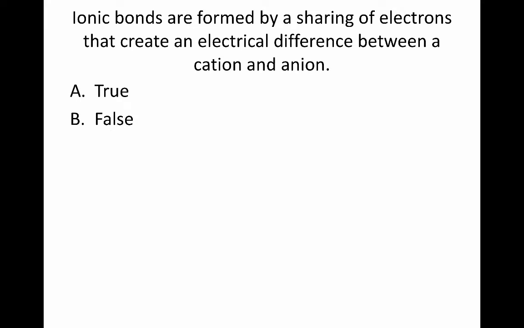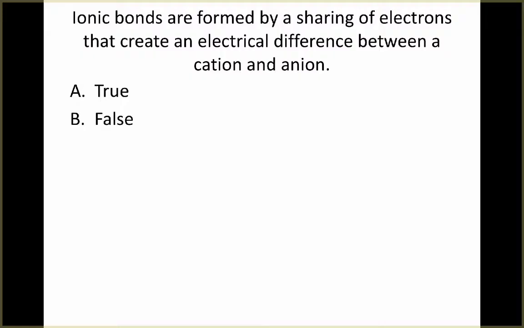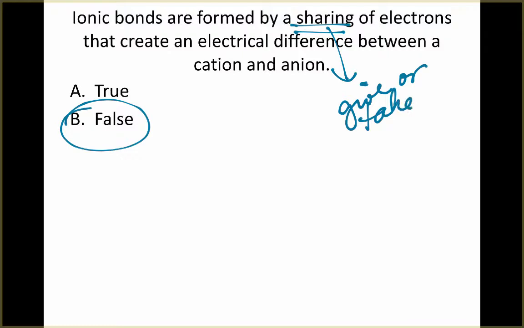So true or false, ionic bonds are formed by sharing of electrons that create electrical differences between a cation and an anion. And hopefully you said false, because they don't share. They either give or take. Sharing is something completely different.